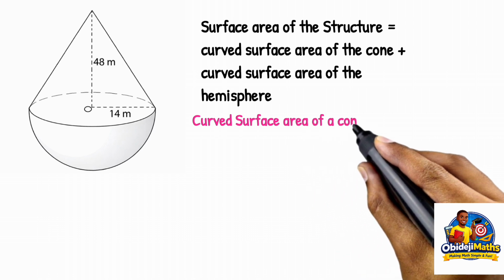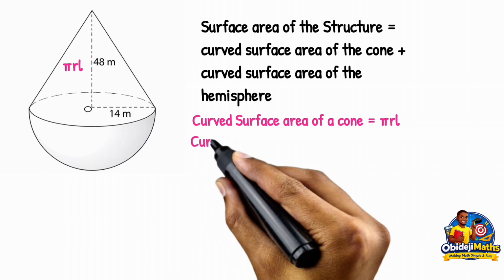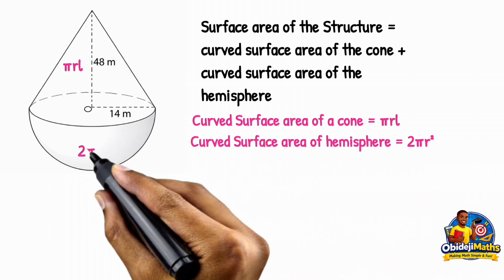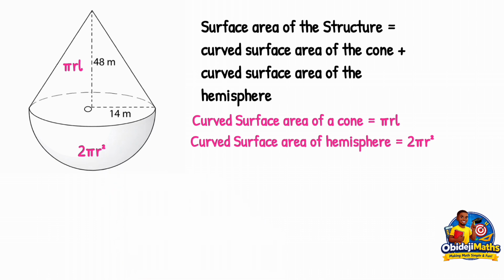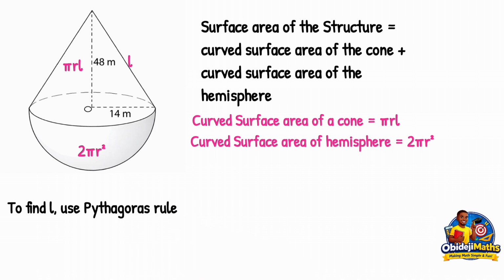Now, let's take it one by one. Curved surface area of the cone. What's the formula? The formula is pi r L. To get the curved surface area of the cone, it is pi r L. Also, the curved surface area of the hemisphere, the formula is 2 pi r square. So adding the two together will give us the surface area of the structure. But to find pi r L, we need L. So using Pythagoras theorem, we are going to find L.